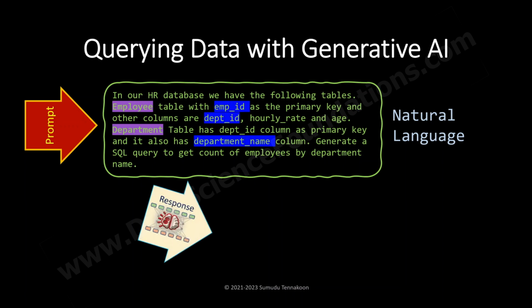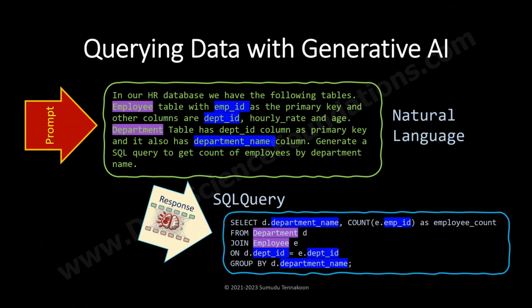So here I'm providing what tables I have, what their primary keys are, and then at last I'm asking a question, or my requirements for the query. I want to generate a SQL query to get the count of employees by department name. That is what I need to achieve. So I got a SQL query, which is pretty good, right? Even without me giving any programming context or SQL context, just a human description in natural language, it provided me a SQL query.